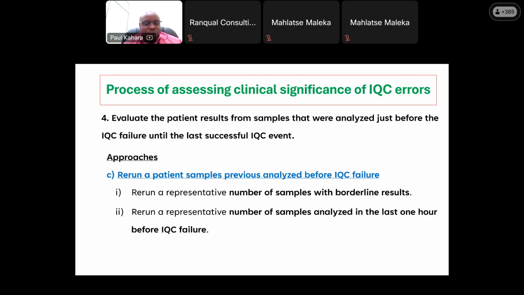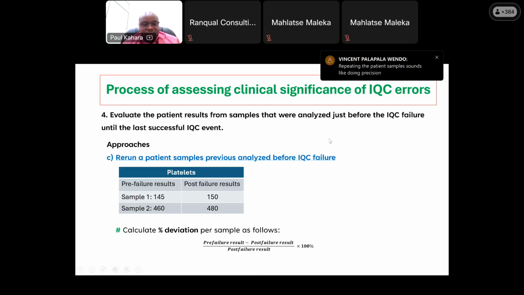So what many laboratories will do, after you've run your QC, it has failed, and you have corrected, is go back like 1 hour, the first 1 hour before the IQC failure. You see, I ran maybe 20 samples before this IQC failed. Let me run 2 or 3 samples and see the results I'm going to get now, whether they compare with what I was getting in that 1 hour. And you can tabulate them in this manner. So you have probably 2 samples, or maybe 3, or whichever number you decide in your procedure.